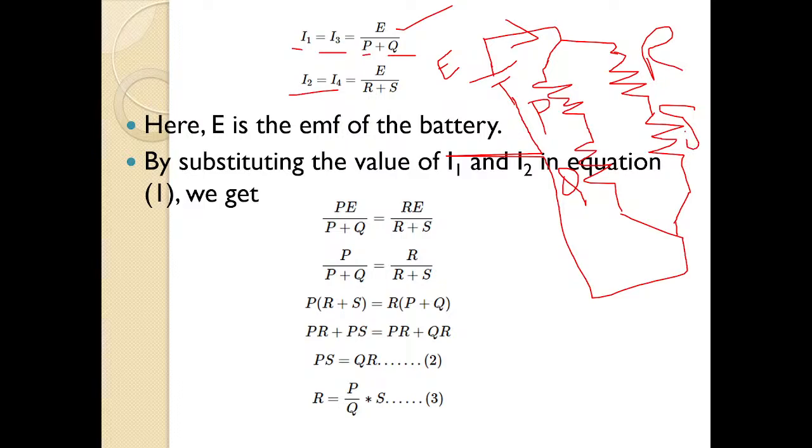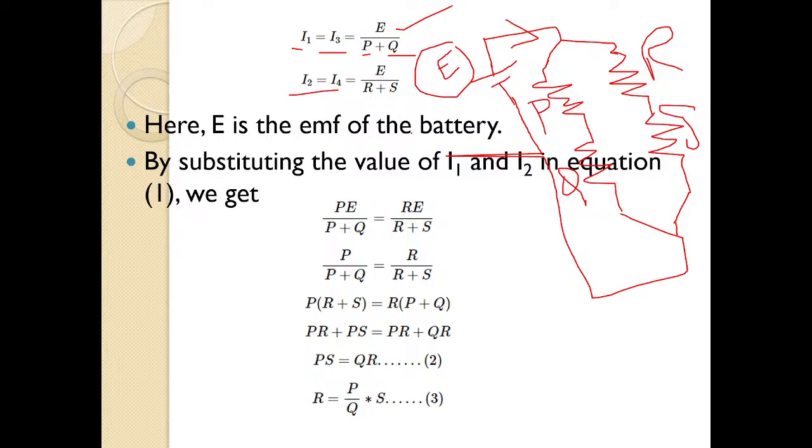So the same current will flow through P and Q and R and S. So what about the current? I is equal to V by R. V is what? E. E is parallel to what? P and Q. So E by PQ. Similarly, E is parallel to R and S. So E by RS. Okay. So these are the current equations.